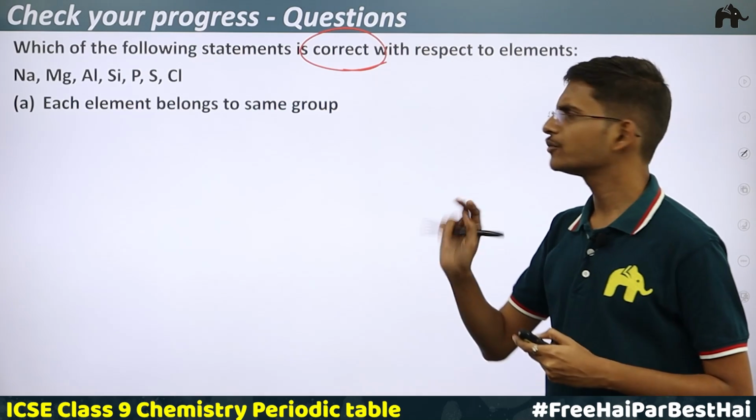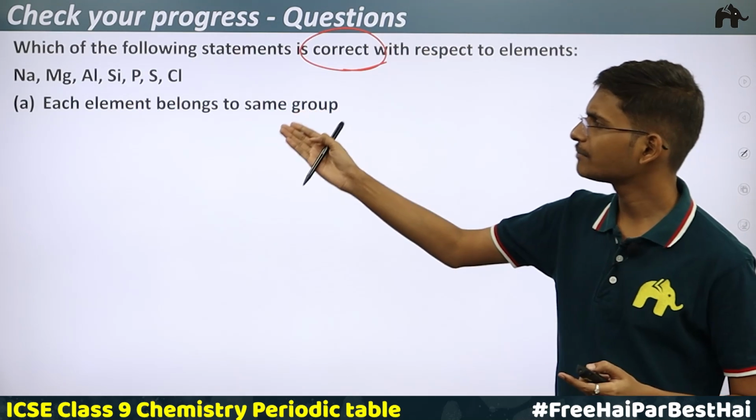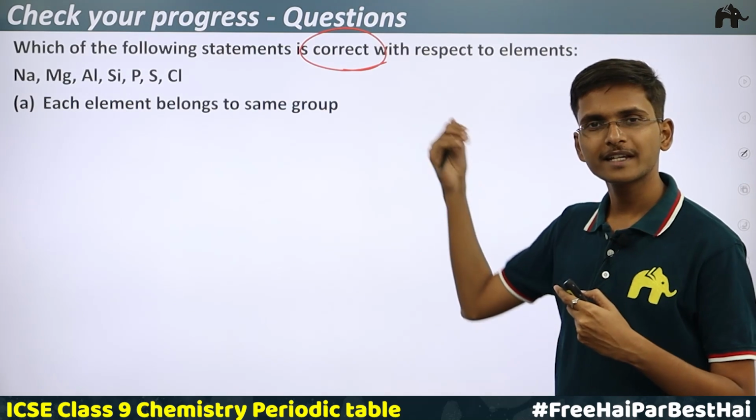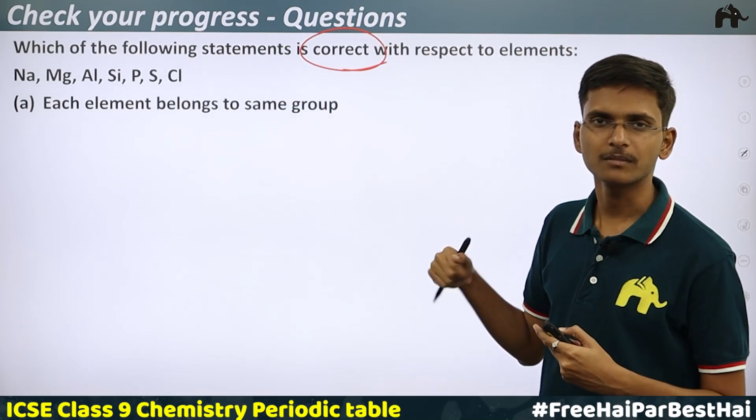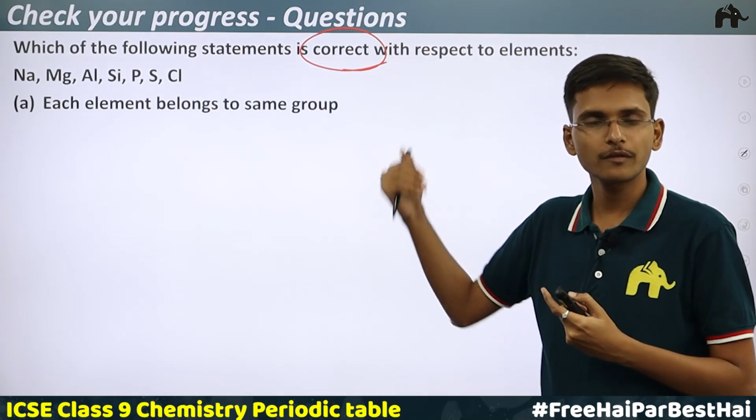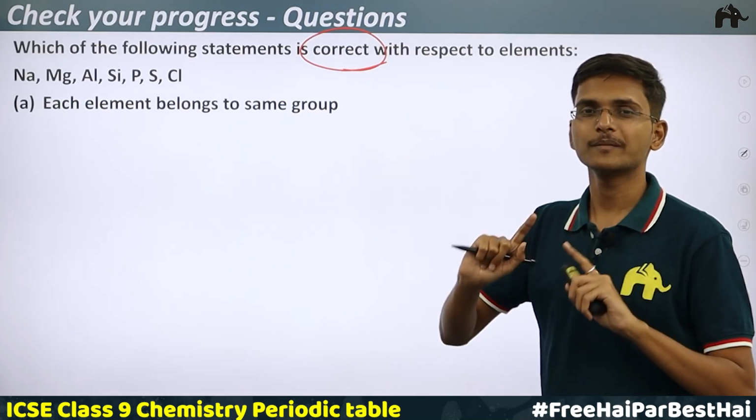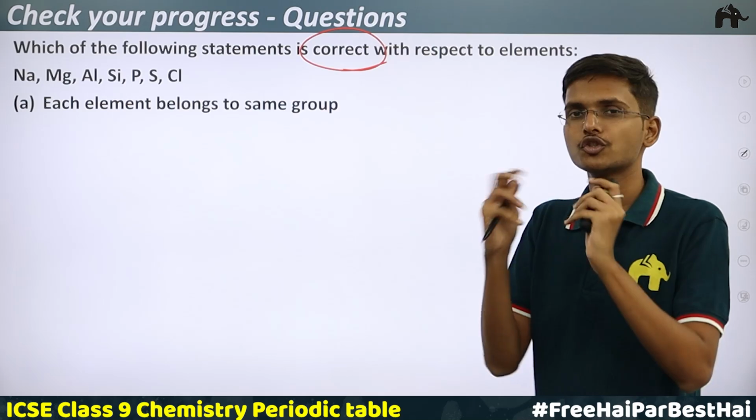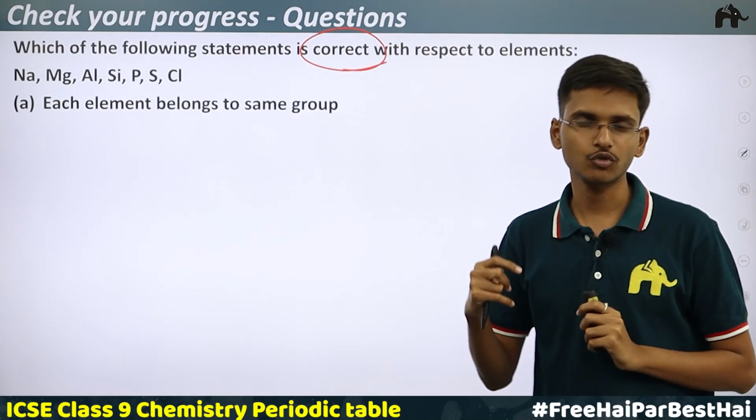Each element belongs to the same group. Absolutely not, because sodium, magnesium and aluminium don't belong to the same group. Sodium's group is lithium, sodium, potassium, rubidium, cesium, francium. I remember the names of sodium's group of elements because sodium belongs to group 1. So this is how you would use your knowledge. You would use the entire thing which you have learned so far and then try to answer the questions.